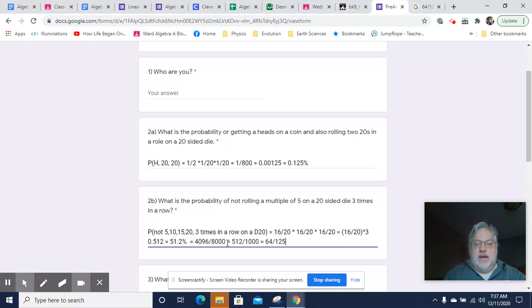Okay, so if you had gotten it simply to 51.2% or this reducible fraction and knew you could reduce it, that's good. And I hope that helps.